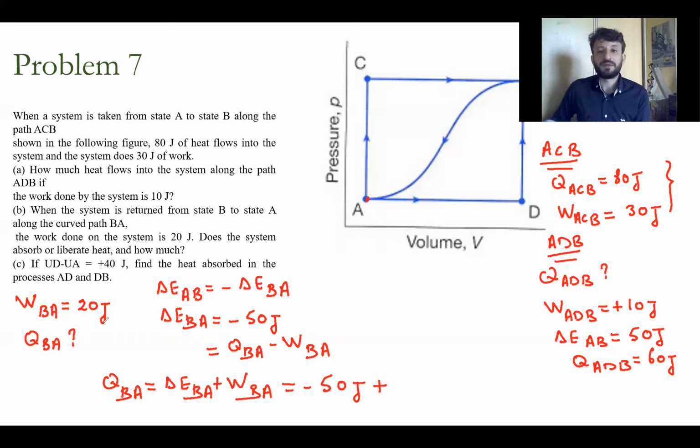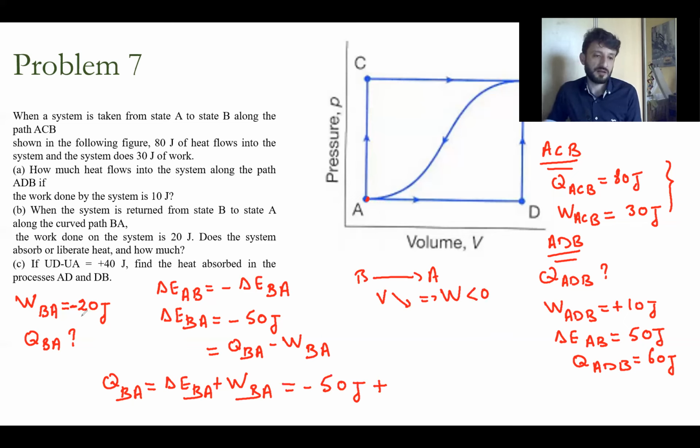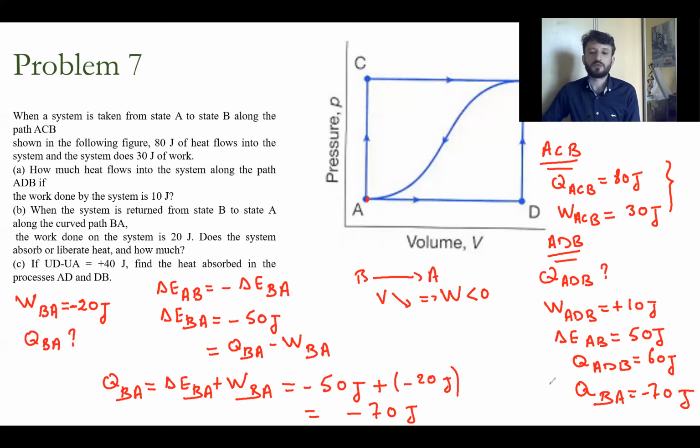Plus W BA. Look here, from B to A, the volume decreases. So W must be negative. So W BA equals minus 20 joule from the point B to the point A, since the work done by the gas must be negative when the volume decreases. So here we have minus 50 minus 20, which gives minus 70 joule as Q BA.